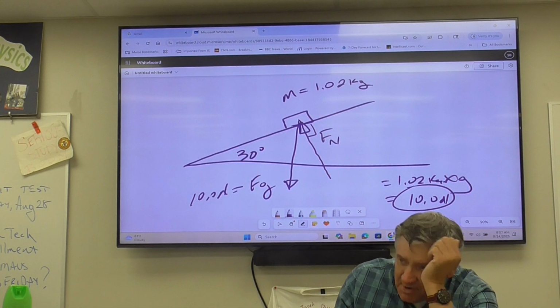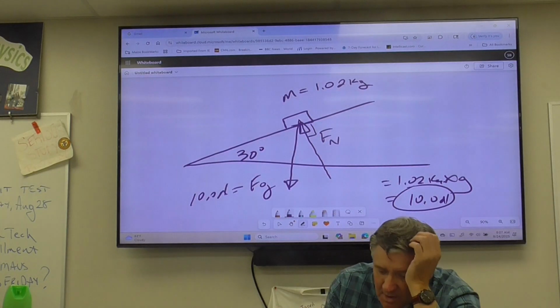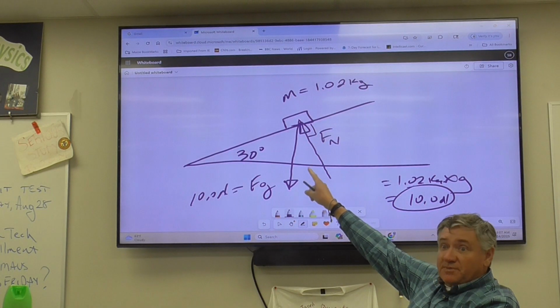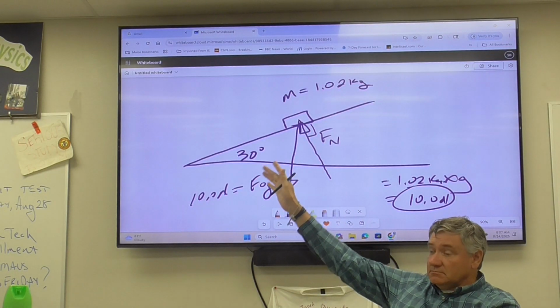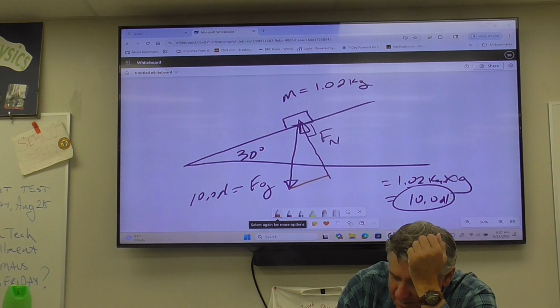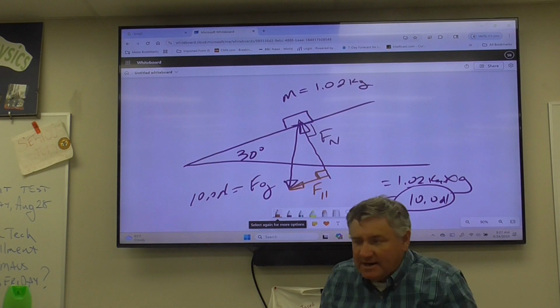Then you also have a force, obviously, that's acting down the inclined plane. And that's going to be parallel with that surface up there. That's what we call it, the force parallel. Okay? So then you draw that one like this. So there's your force parallel. And that makes that a right angle.